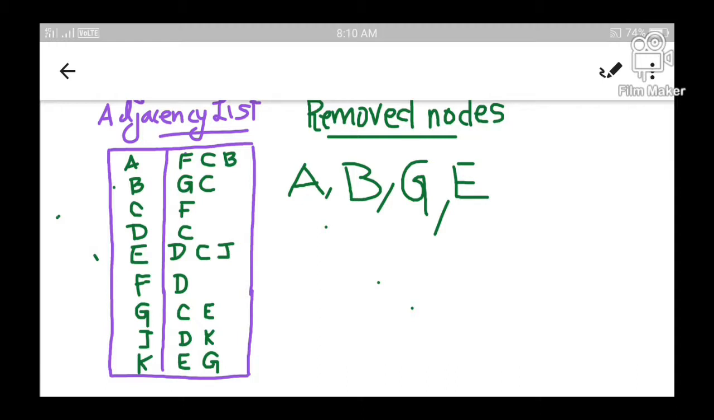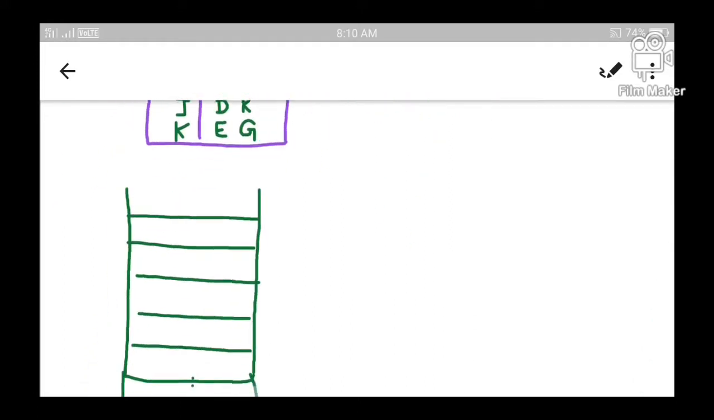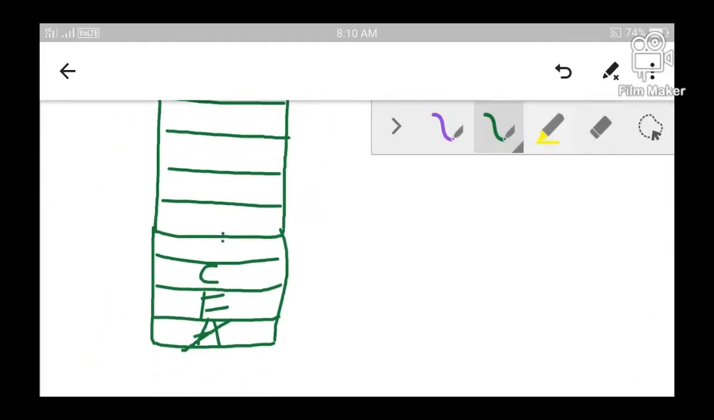But C is pushed already, so it need not be pushed again. So which are the two elements which have to be pushed? D and J are to be pushed onto the stack. Let us push D and J onto the stack. So I am going to push D first, then J.